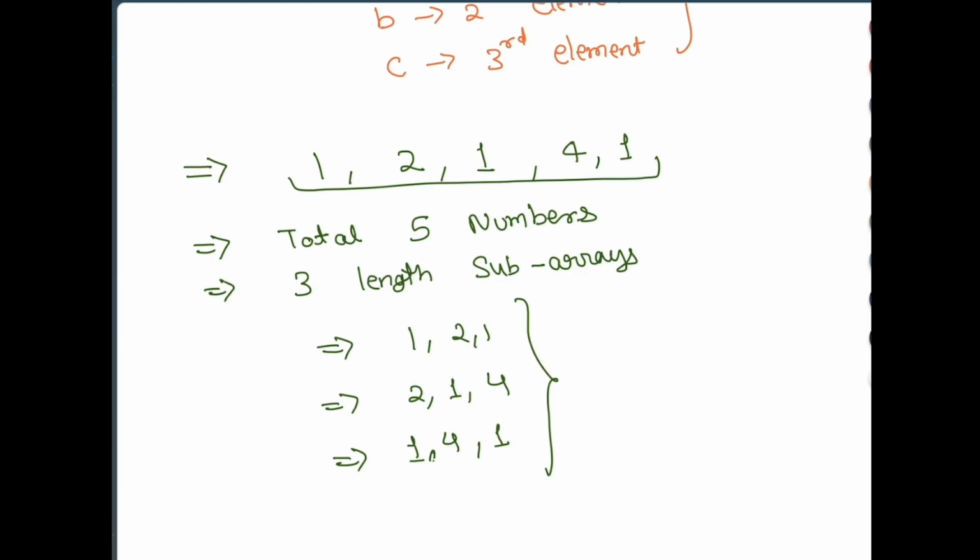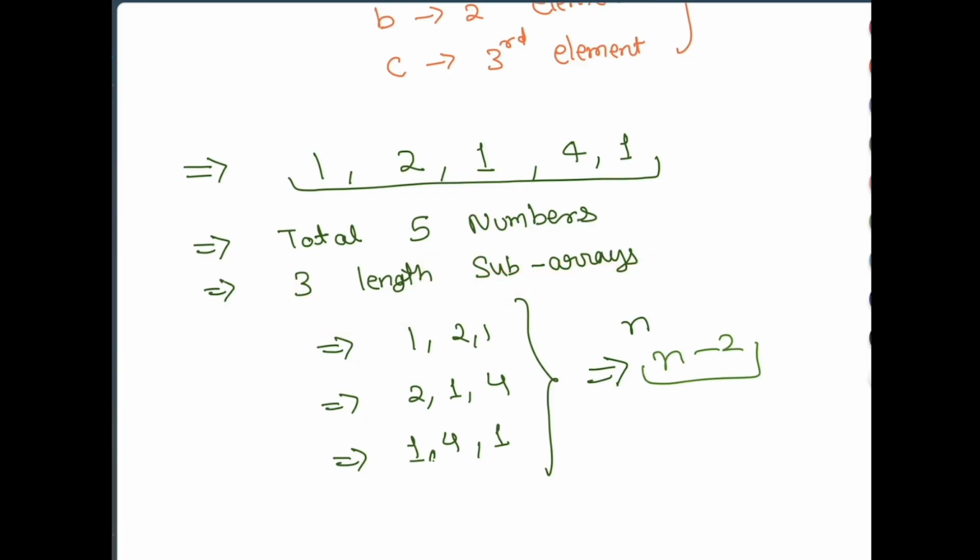Now the solution is going to be very easy. For example, if this is your given input, then you have total 5 numbers, 1, 2, 1, 4, 1. If you have 5 numbers, how many 3 length subarrays will you have? 3, right? This is your first subarray, 1, 2, 1. This is your second subarray, 2, 1, 4. And this is your third subarray, which is 1, 4, 1. If you have an array of length 10, then you will have total 8 subarrays of length 3. That is, if the length of your given array is n, then the number of 3 length subarrays is going to be n minus 2.